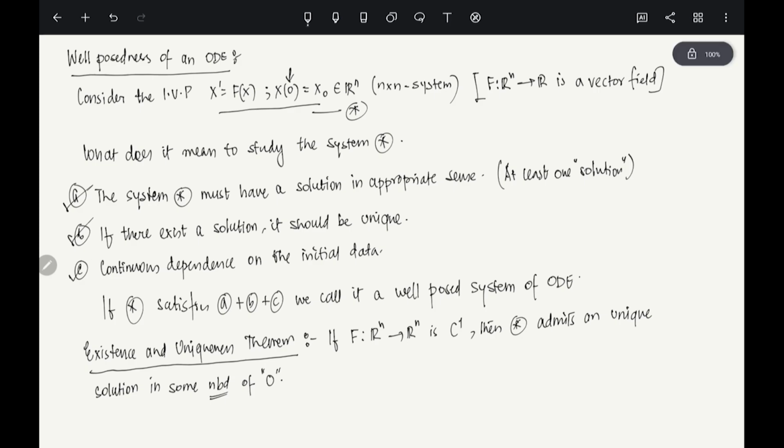Okay, what about C? Before we go on with C, let us make it more mathematical. What does it mean to have continuous dependence on initial data? Let us write down a theorem, which will clarify what I mean by continuous dependence on initial data. So let omega be a subset of Rn. This is our assumption. And f is a vector field from omega to Rn.